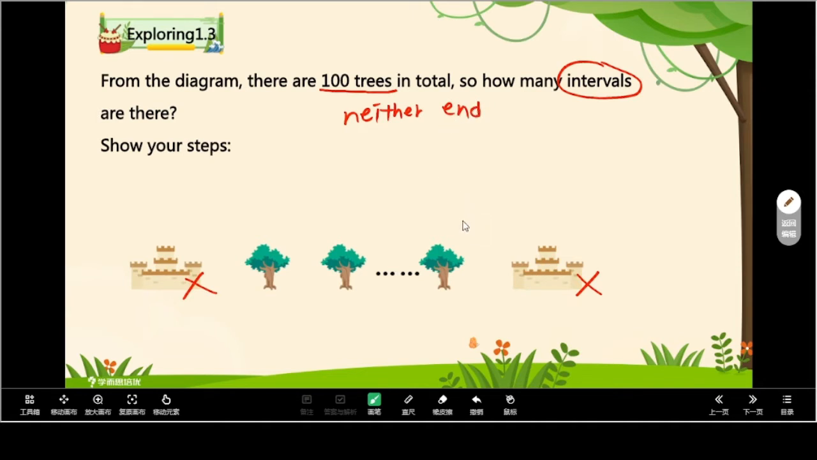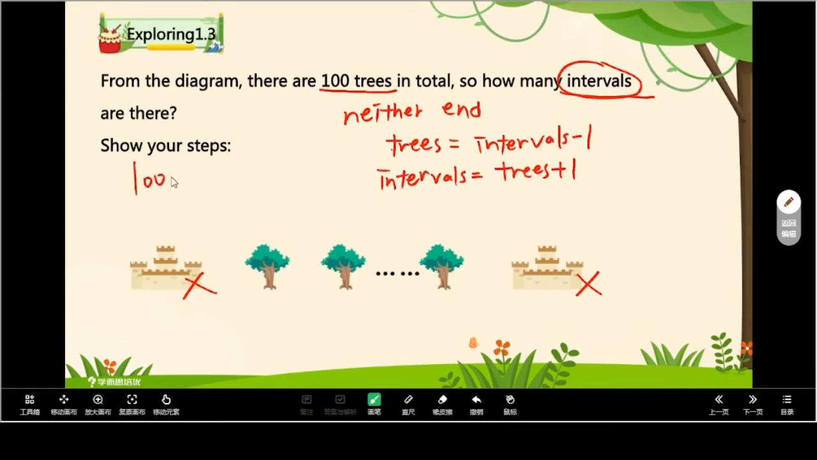So what is the relationship between trees and intervals? Yes, if we need to find trees from our last lesson, we know that we need to use the number of intervals minus 1. But this time we are going to find intervals. So we use the number of intervals equals to the number of trees plus 1. So what is your answer? 100 plus 1 equals to 101.